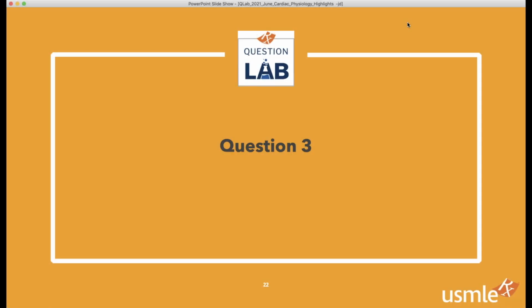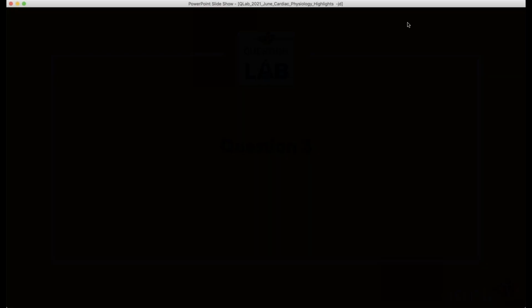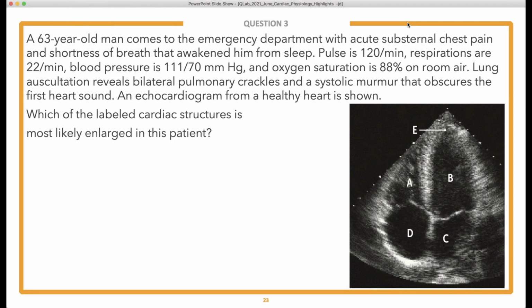Let's move on to our third question of the evening. Once again, the answer choices are covered up, and we will begin with the lead-in. Which of the labeled cardiac structures is most likely enlarged in this patient?